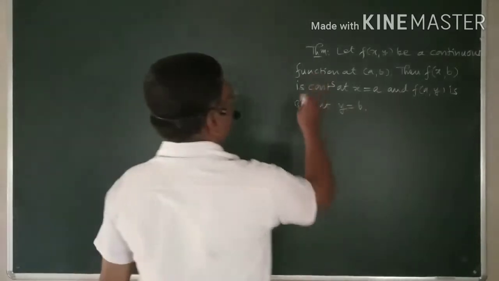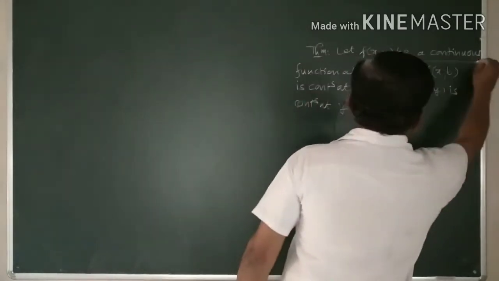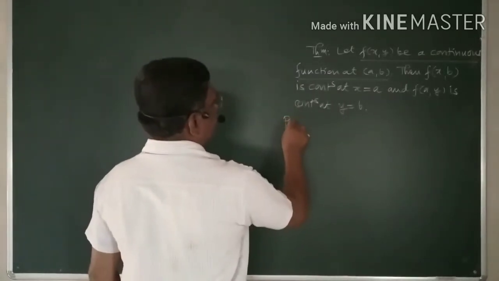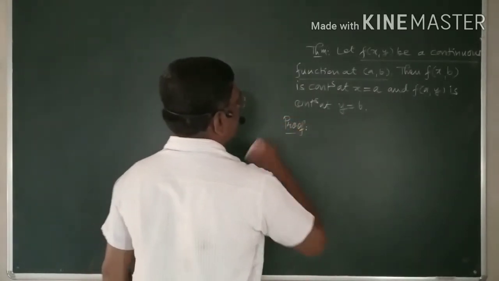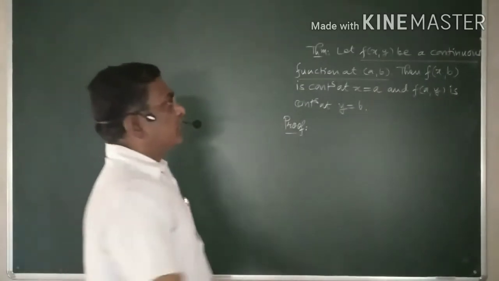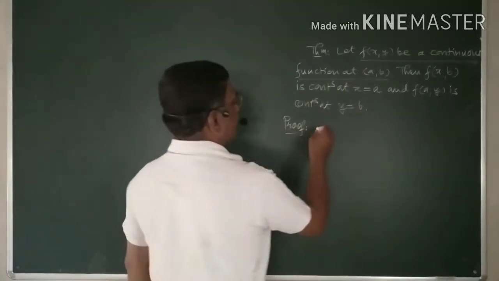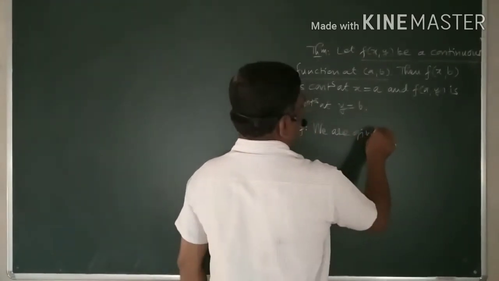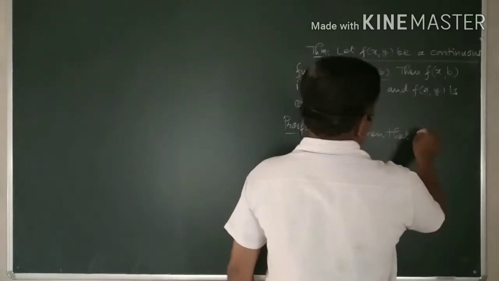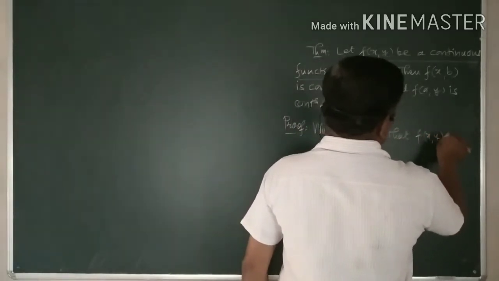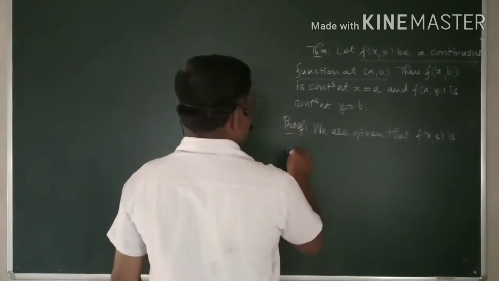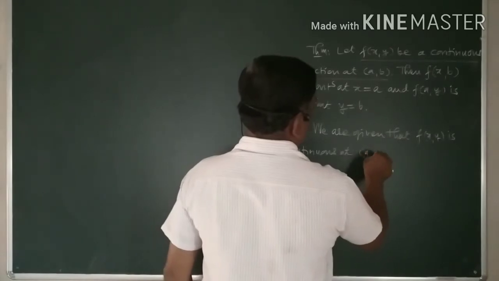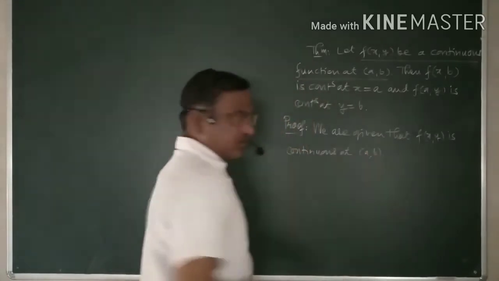What is given here is that f of x y is a continuous function at (a, b). Therefore, let us start with the proof of this theorem. The proof will start from the given things. What we have is that f of x y is continuous at (a, b). This is given to us.